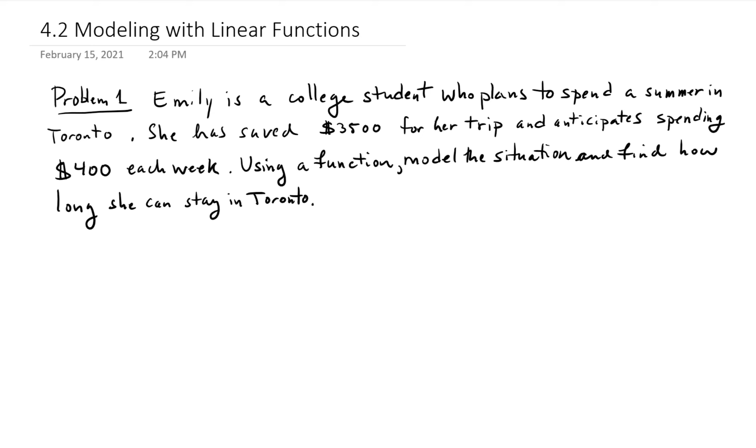So we have Emily, a college student who plans to spend a summer in Toronto. She saved $3,500 for a trip and anticipates spending $400 each week. That's for rent, food, and activities. Using a function, model the situation and find how long she can stay in Toronto. So maybe try to identify what the input variable is here, what the output is, and try to come up with a function and answer the question.